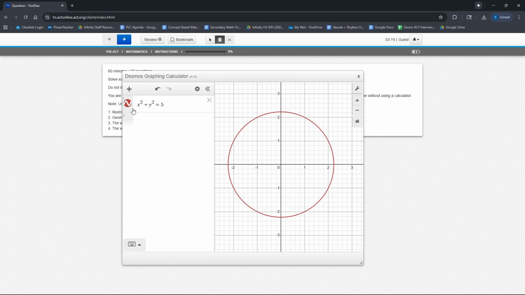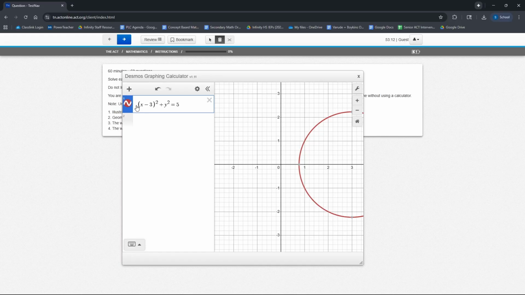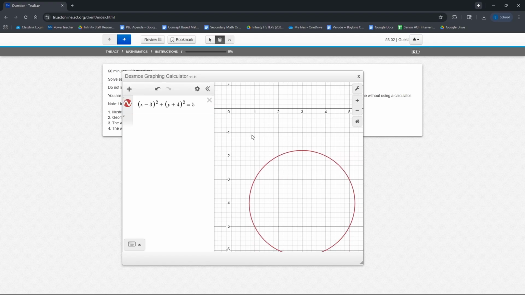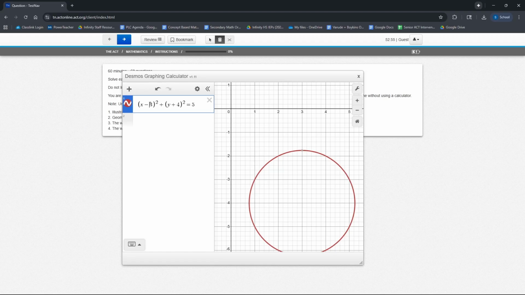Let's try G. So we have x minus 3. So now I'm going to go over here, put parentheses, x minus 3. Then we have y plus 4. That got messed up a little bit. Okay. That one does not pass through the origin, so it can't be that one. Next, x plus 3, y minus 4. Let's try that one. Oh, I just realized I put that one in wrong. Let's go over it again.